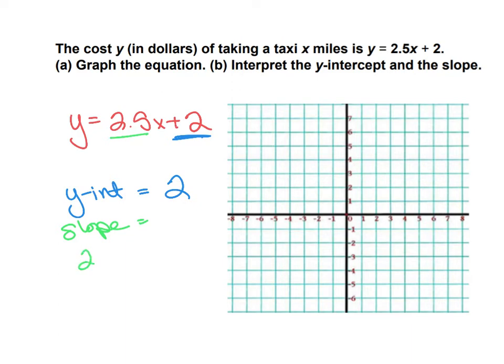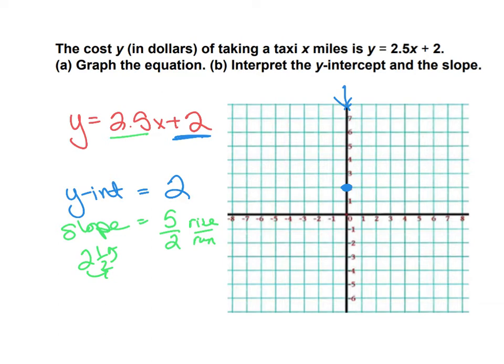So we're going to do it this way, 2.5. And we're going to change this into an improper fraction. So it's going to be 5 over 2, because then we have rise over run. So let's start with our y-intercept. We know it crosses the y-axis, and here we know it crosses at 2. So we're going to start here. That is our starting point.